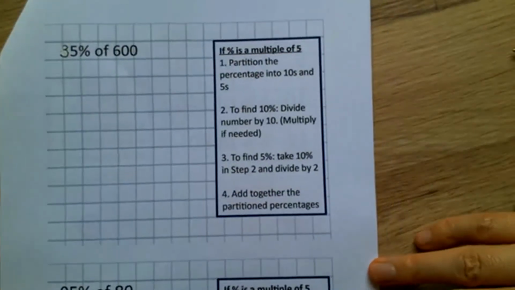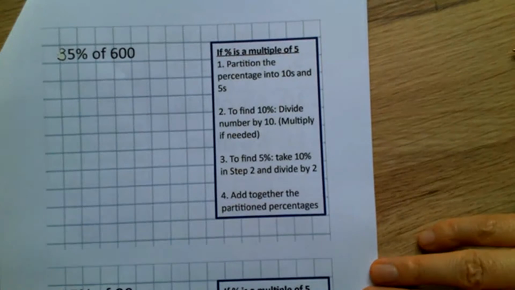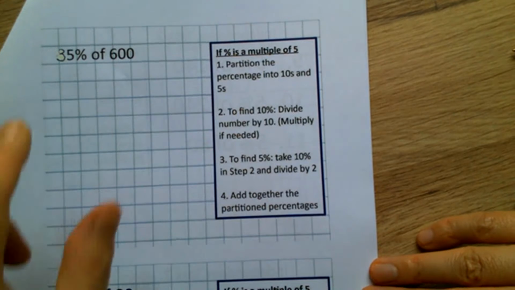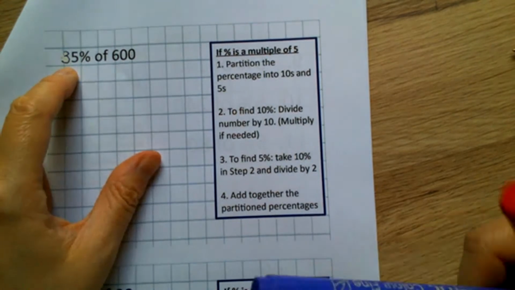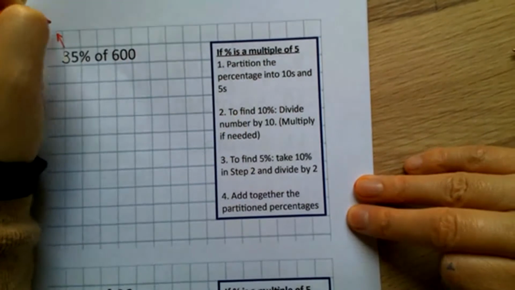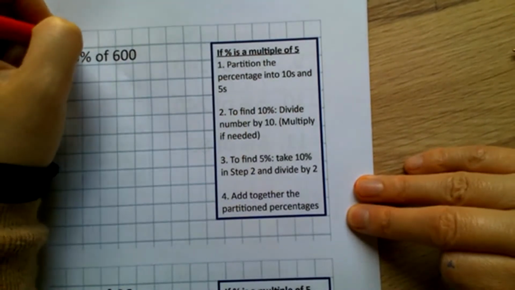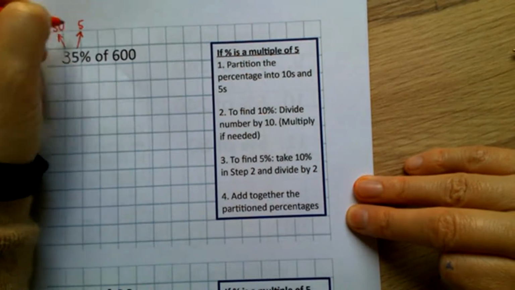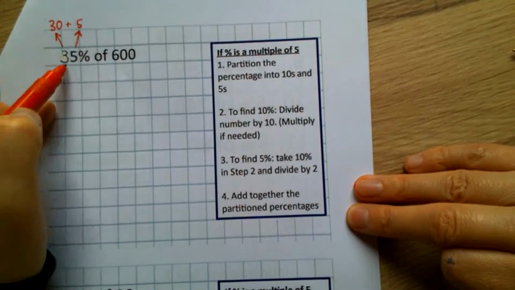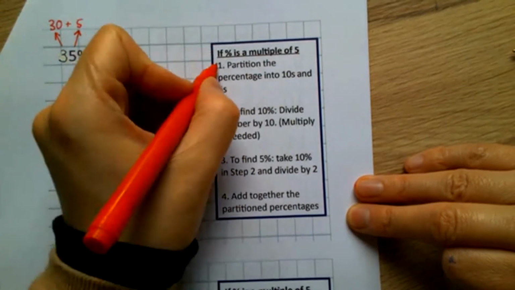Now let's take a look at this. 35% of 600. Let's read the steps to success. First of all, partition the percentage into tens and fives. So we have how many tens? 3. Good. So that is the equivalent of 30. And here is our 5. Okay. And I know that that's correct because 30 plus 5 equals 35.